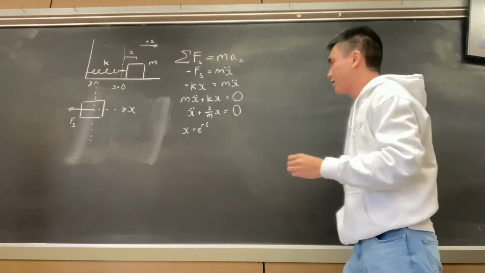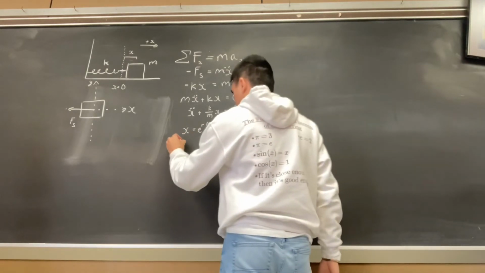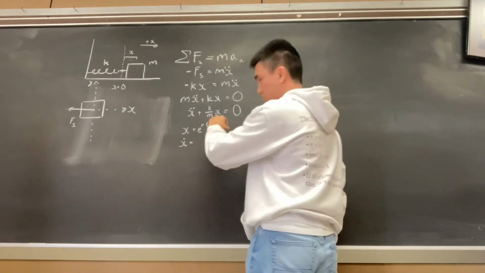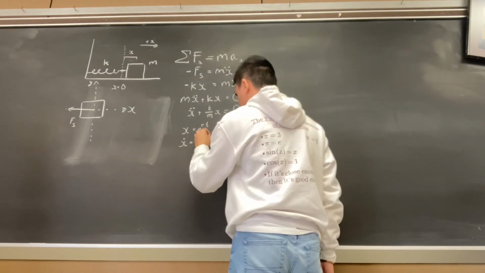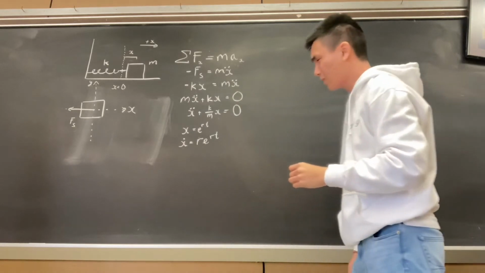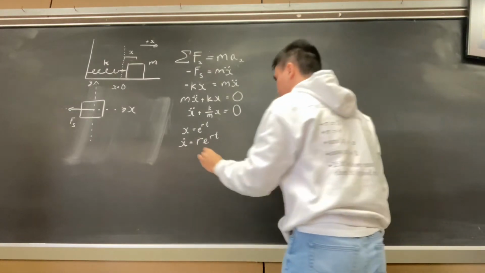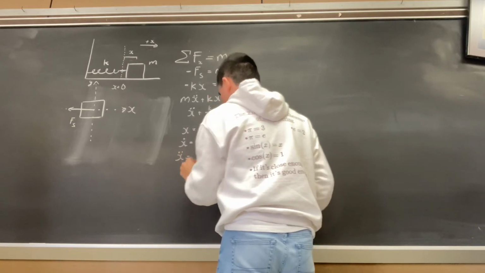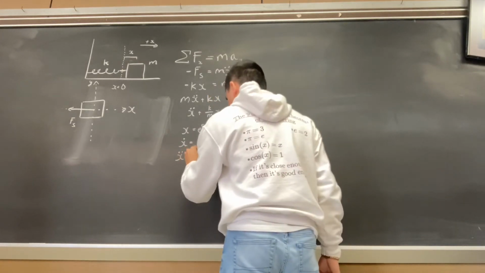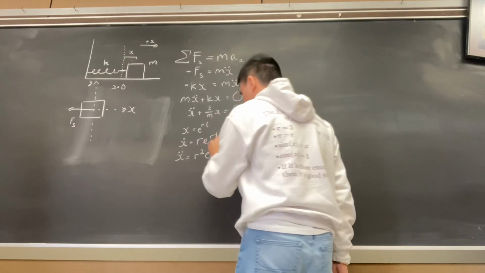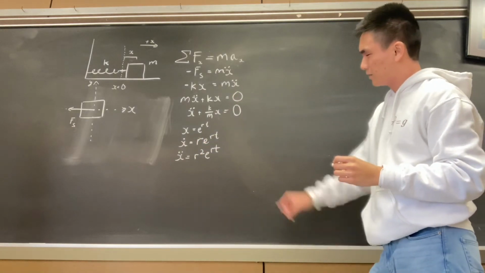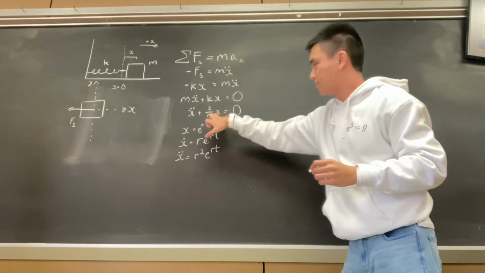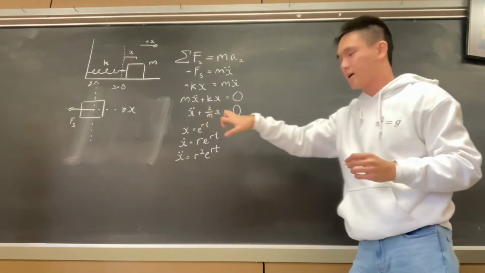Well, if I take a derivative of this, I'm going to get x dot with respect to time is going to be, chain rule, r e to the rt, and I'm going to take another derivative of it. We're going to get x double dot is equal to, chain rule again, r squared e to the rt. Now, if I add these together, what's going to happen? And put them in this specific equation right here.